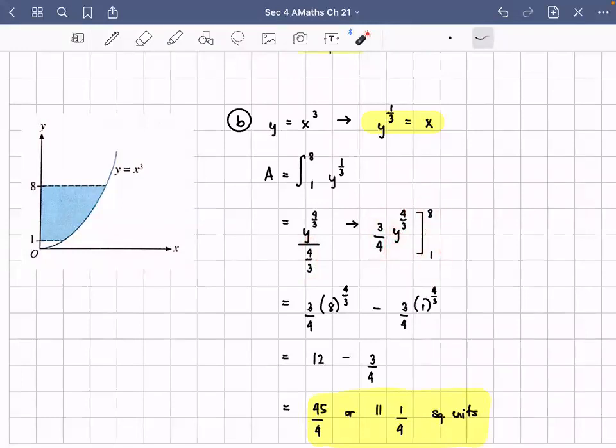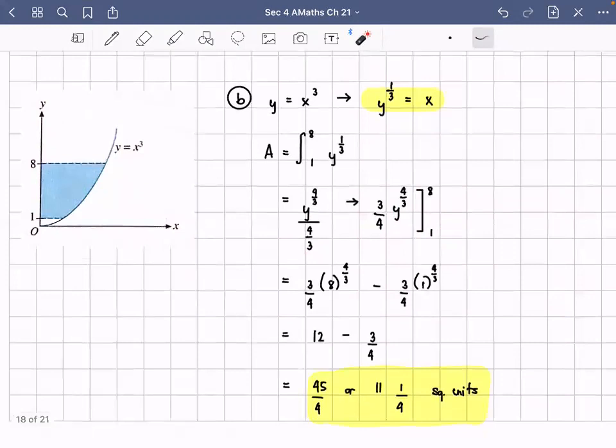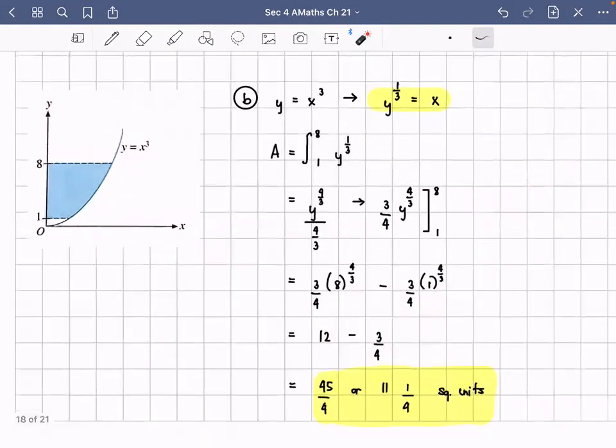Okay. So evaluating this, this is my upper limit, 8, raised to 4/3 times 3/4, minus your lower limit, 1, raised to 4/3 times 3/4. So this thing becomes 12, and then this becomes negative 3/4. So your answer here is 45/4, or 11 and 1/4 square units. So that's for letter B.